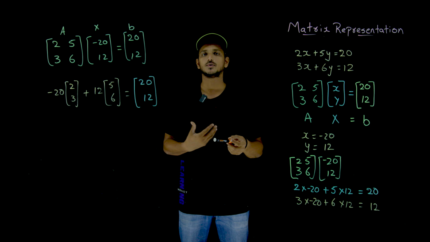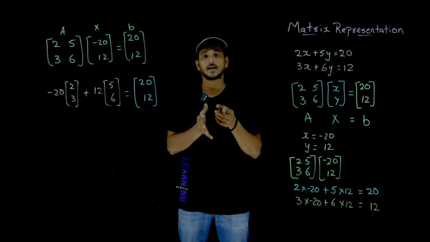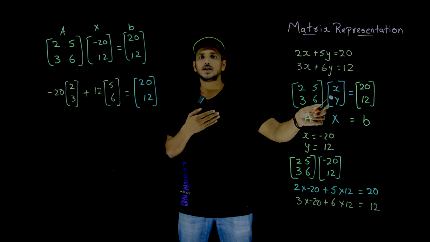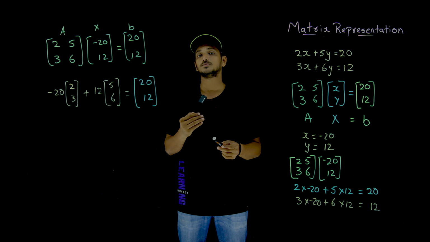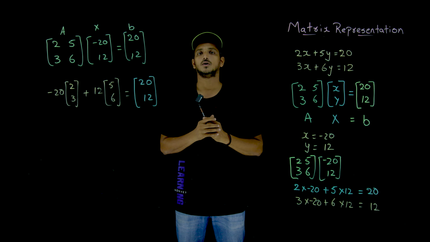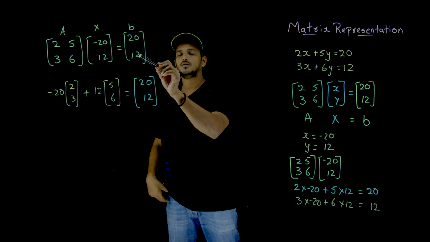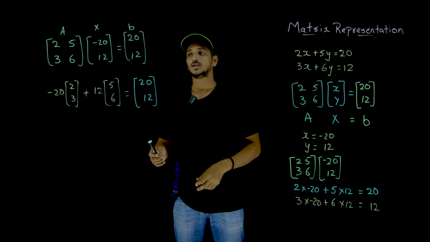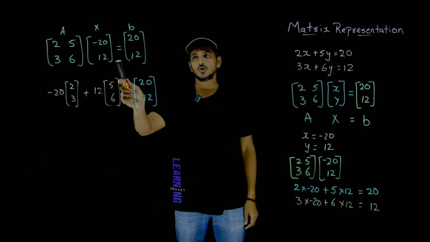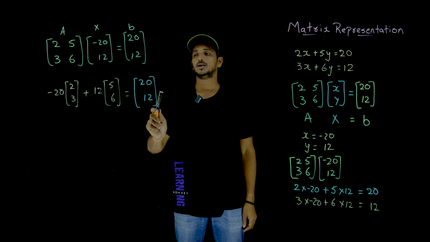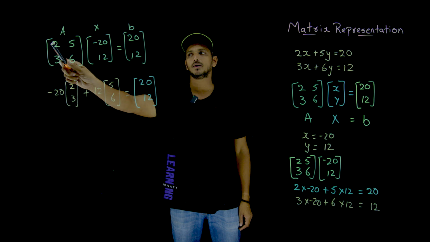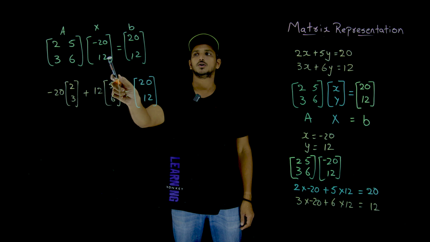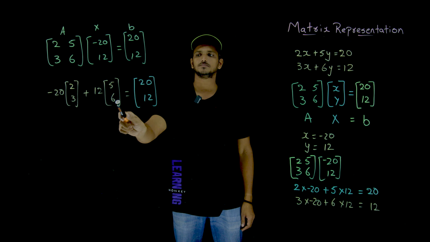This is how we represent our system of linear equations. The second thing you need to understand here is that this matrix multiplication is done row wise. Similarly, matrix multiplication can be done column wise also. How are we going to do that? Take this example. Let's take AX equals B. The multiplication is column wise: minus 20 multiplied by the first column, plus 12 multiplied by the second column.